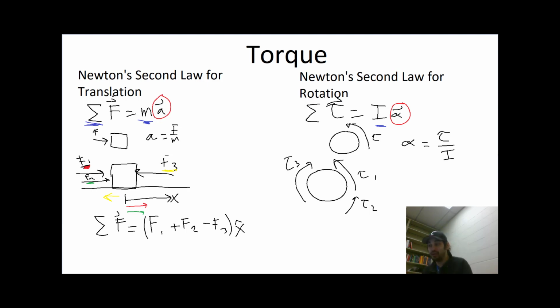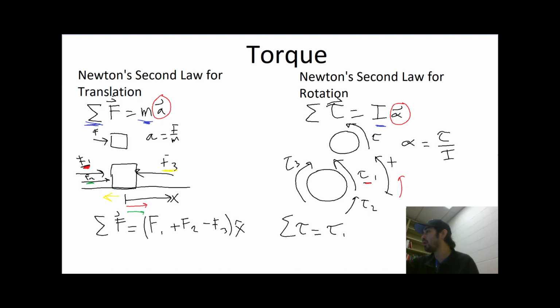I need to define a direction the same way that I defined direction for my translation, okay? So let's say that the direction that I'm going to go in is going to be this way. So let's say that this is the positive direction, okay? So now let's talk about how we can sum these torques. The sum of the torques is going to be equal to, now let's look at these one by one again. So torque 1 is going to be in the positive direction, which means that it's going to be positive in this equation.